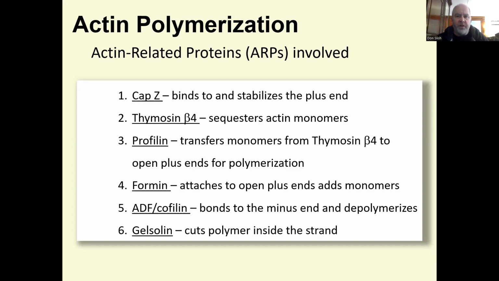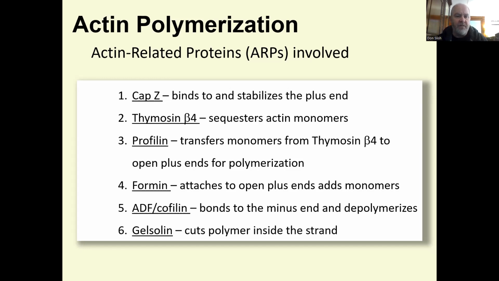Third thing here is profilin, which is going to take these monomers of actin, G-actin, from thymosin beta 4, take them over to the polymerizing plus end of a microfilament, and give them to number 4, formin, which then adds them to the chain and makes them longer. Now, formin can do this polymerization without profilin, but it's stimulated quite a bit by having profilin there. And we'll talk about that more in a second. So that's all the polymerization part, 2, 3, and 4. And then for the depolymerization, we've got 5 and 6.